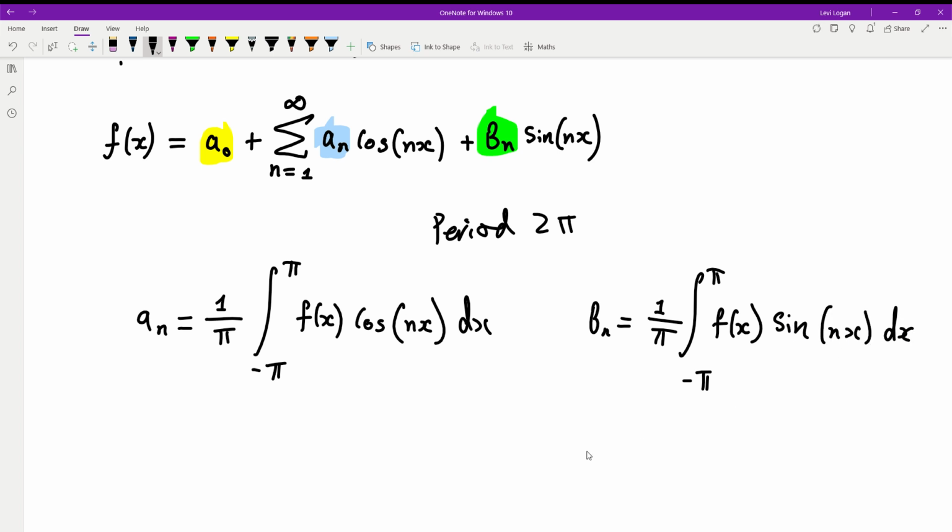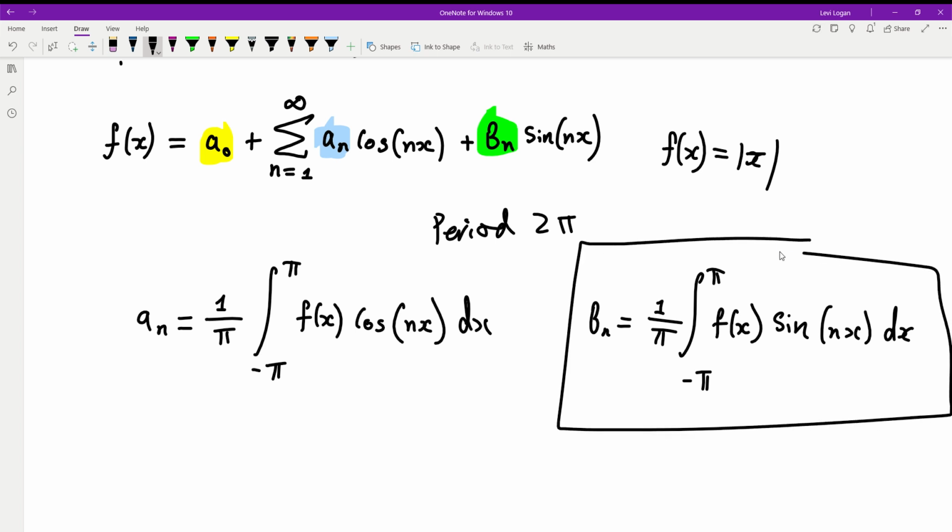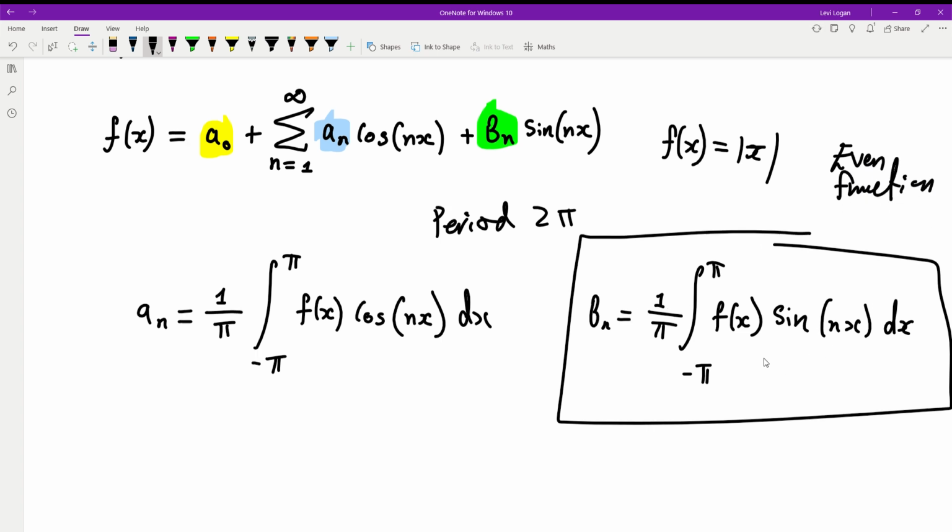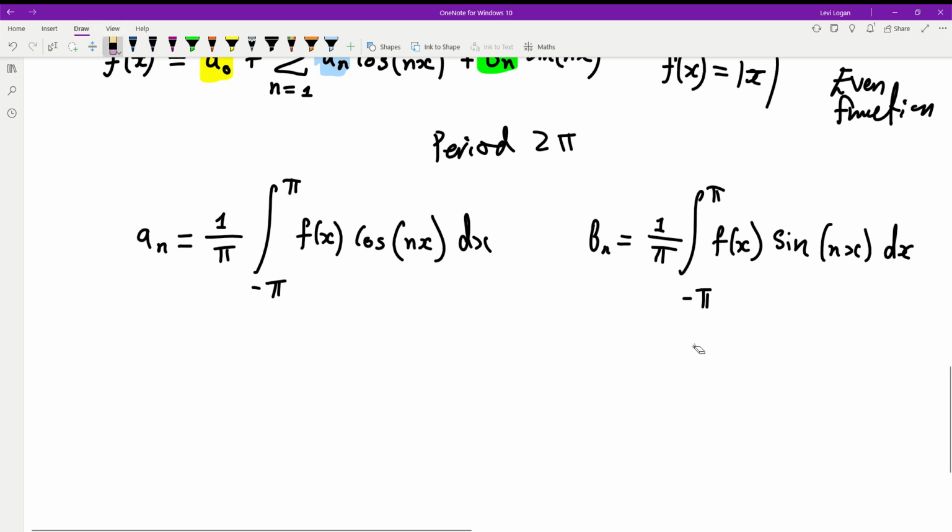Okay? Now, before we even do anything, we know f of x is the absolute value of x. We can work out what this is straight up, okay? f of x is an even function, okay? Sine of nx is an odd function. Now, if you have an even function times an odd function, you get an odd function here, okay?